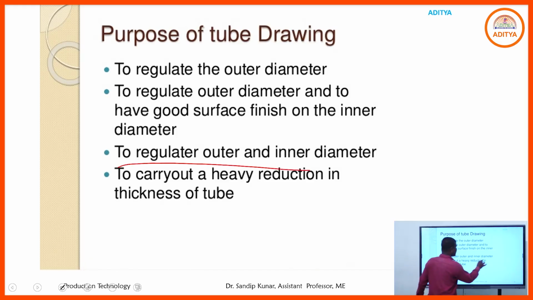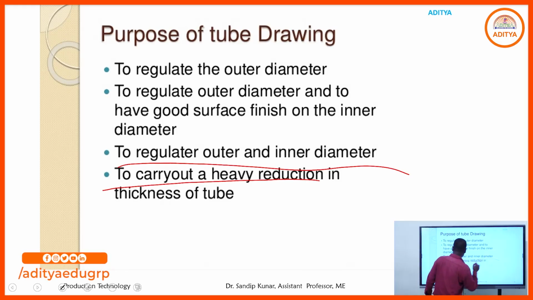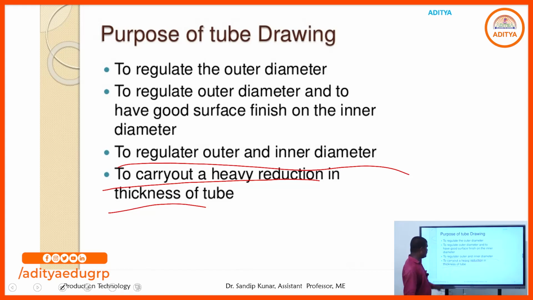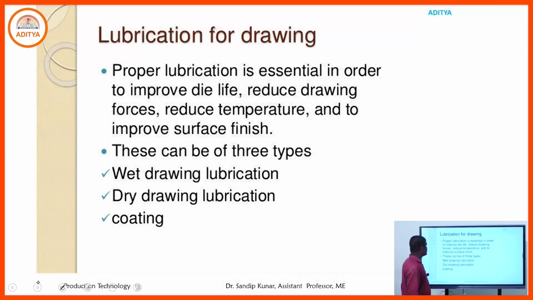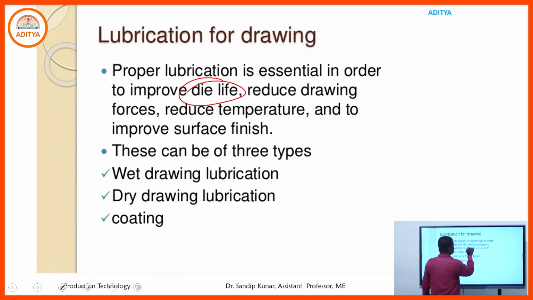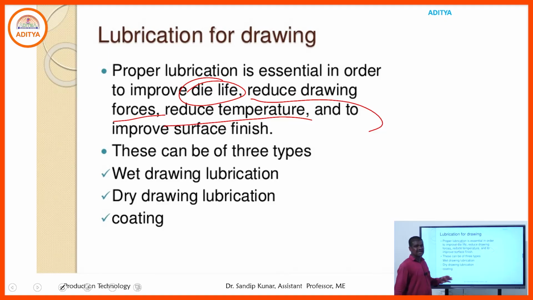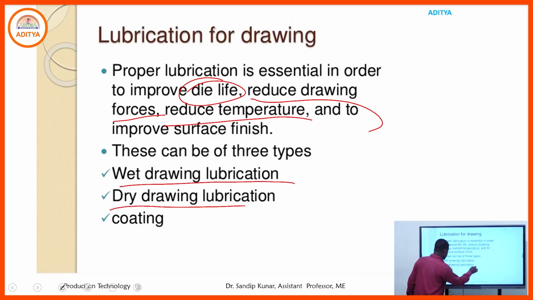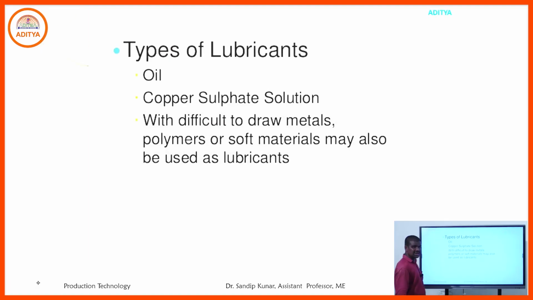To regulate the outer and inner diameter and to carry out a heavy reduction in thickness of the tube, for that purpose we use the tube drawing process. Lubrication for drawing: in that process proper lubrication is essential, to improve the die life, reduce the drawing forces and reduce the temperature, and to improve the surface finish. This can be achieved by three types: wet drawing lubrication, dry drawing lubrication and coating. Using those three types we improve the die life.